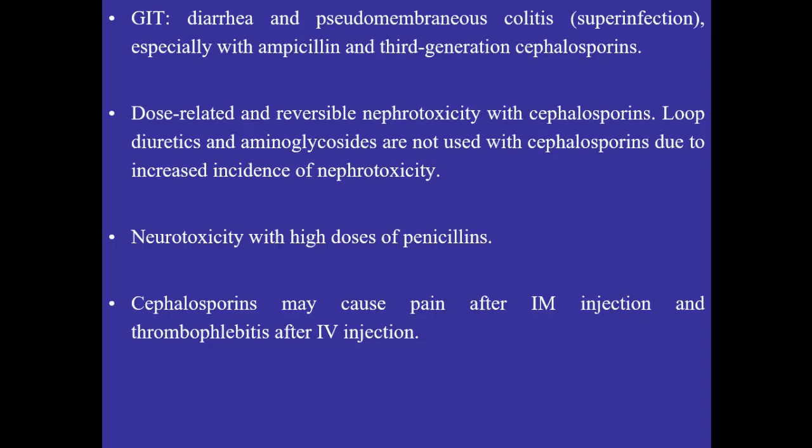GIT: penicillin and cephalosporins, especially broad spectrum penicillin and cephalosporins, can produce diarrhea and pseudomembranous colitis. Why? Due to superinfection. Broad spectrum penicillins and cephalosporins, such as ampicillin and the third generation cephalosporins, will destroy different types of bacteria, most types of bacteria in our GIT, and give a chance to other microorganisms to overgrow.